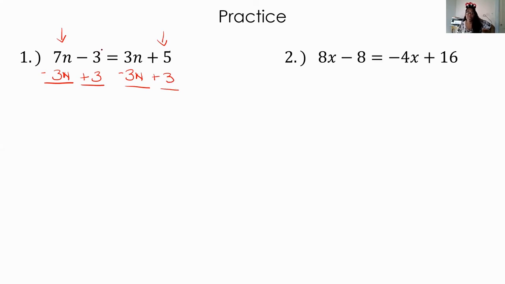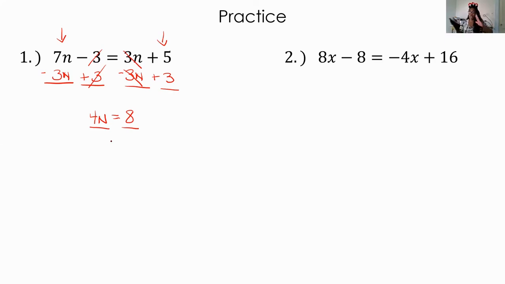Meaning, -3 plus 3, they'll cancel out, give me 0. 3n minus 3n, they will cancel out and give me 0. So what's left over? 7n minus 3n gives me 4n. And then 5 plus 3 gives me 8. So now I can go right into my one-step equation.